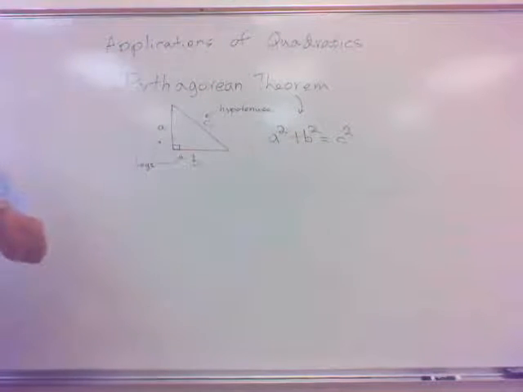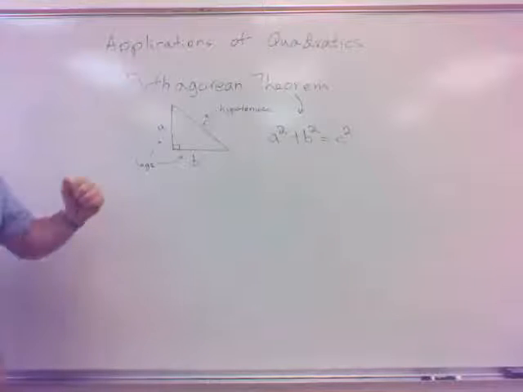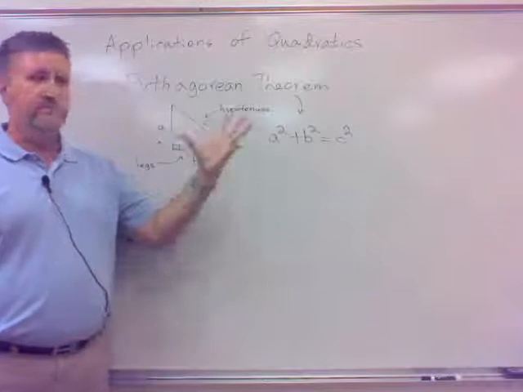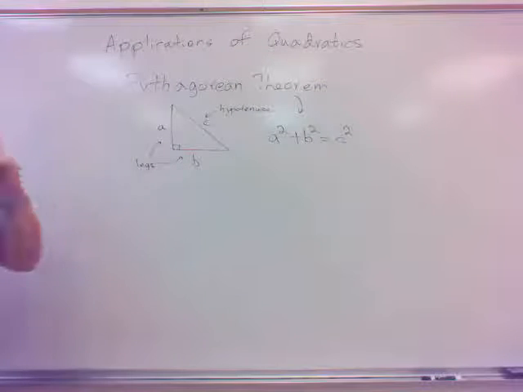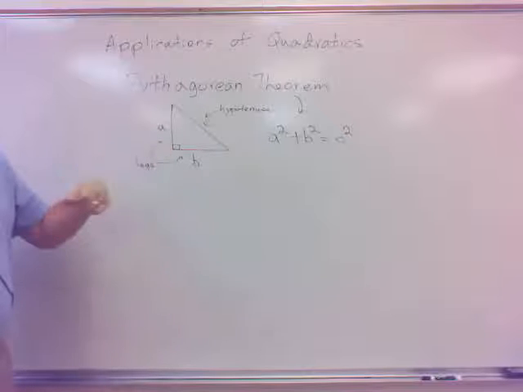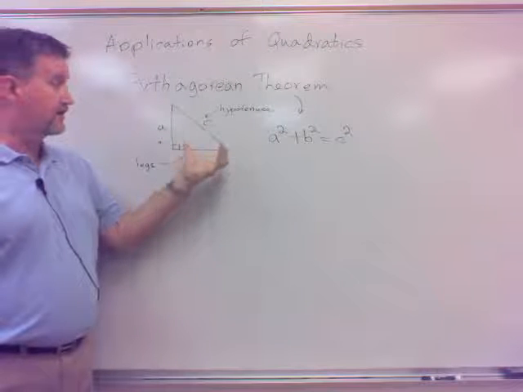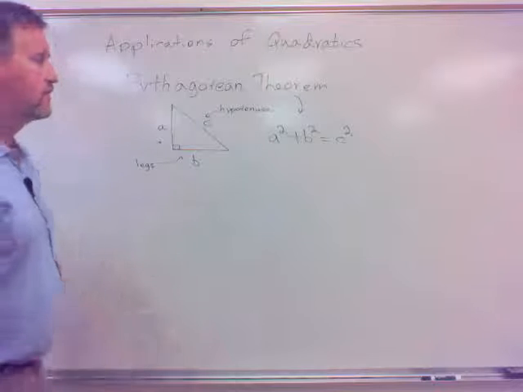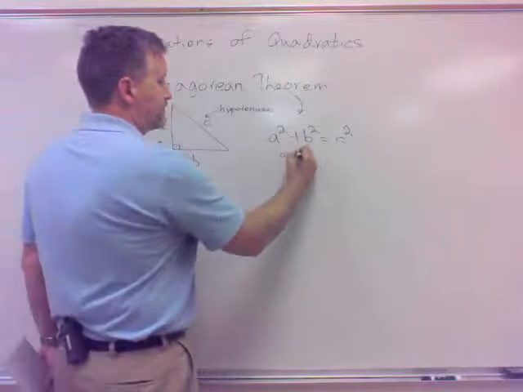Now, not to be confused, there's also a formula we talked about for the angles of a triangle. That goes for any triangle, but this one is for right triangles.